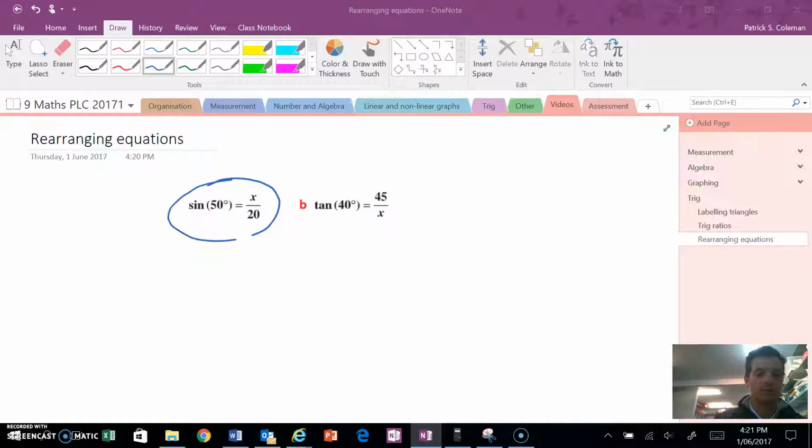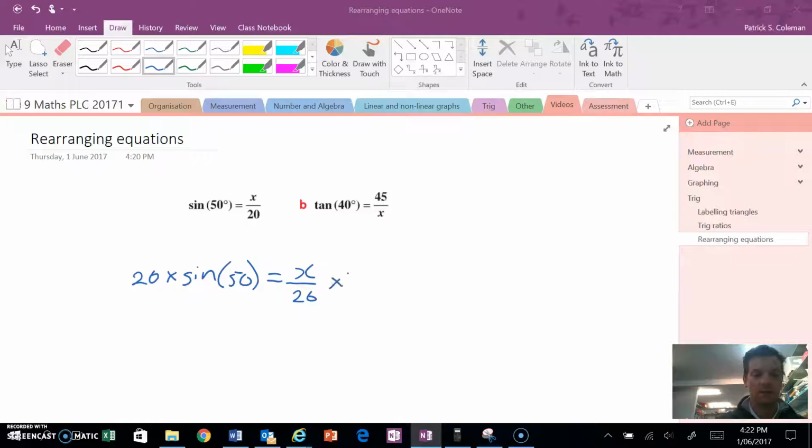The easiest way for us to do that in this particular question is take this 20 and move it to the other side. Now we can't just take it from one side to the other. We've got to think about balancing our equation. At the moment the 20 is being divided into x, so we can multiply both sides by 20 in order to get rid of that. So we have 20 times sine 50 equal to x over 20 times 20. In this situation, these cancel each other out, and we move x over to the left-hand side. We've got x equals 20 sine 50.